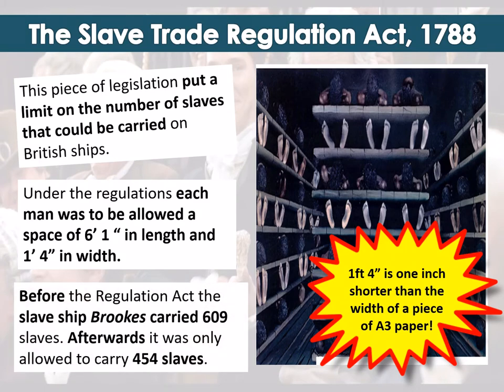Now you'll see before this act was put in place, the slave ship Brooks carried 609 slaves. Afterwards it was only allowed to carry 454 slaves. So there had been attempts to improve conditions on slave ships. However, this act did not go anywhere near abolishing the slave trade or ending it in any way.